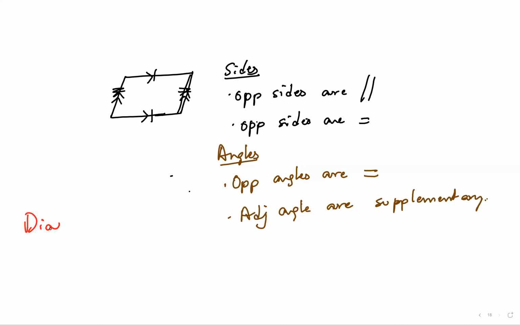Regarding diagonals, my dear students, the diagonals are not equal. Diagonals bisect each other. That means the two diagonals bisect each other, that means they divide each other into equal halves. Now, based on this, we have some problems.